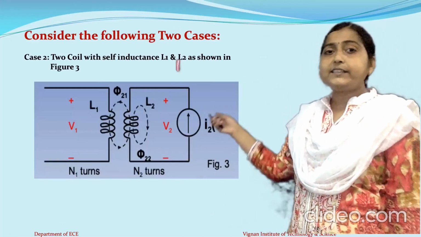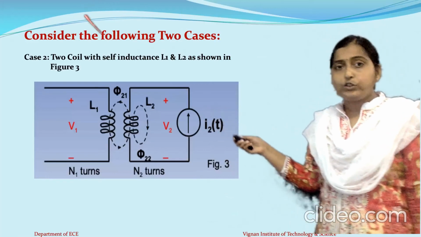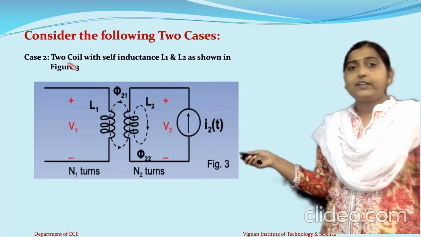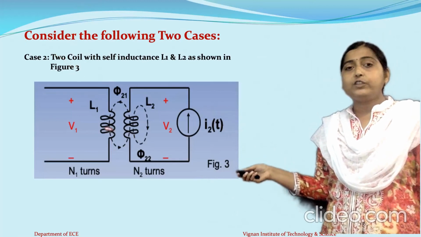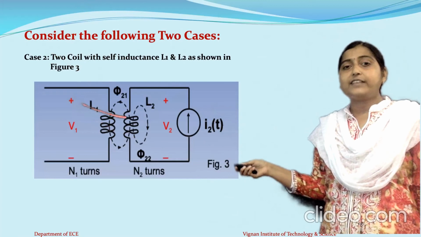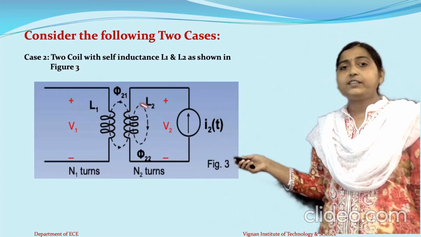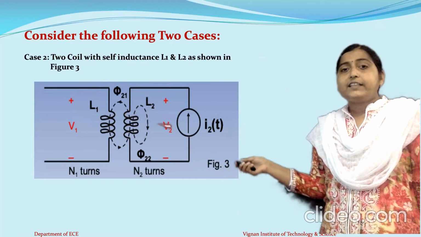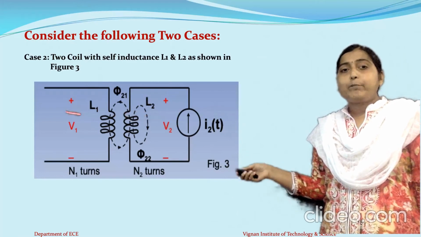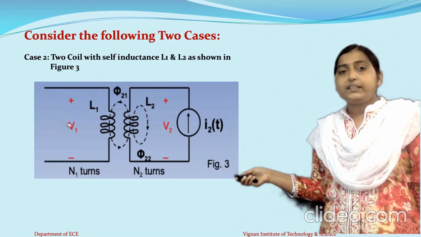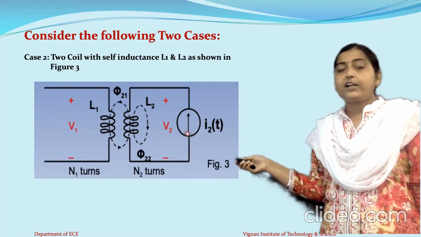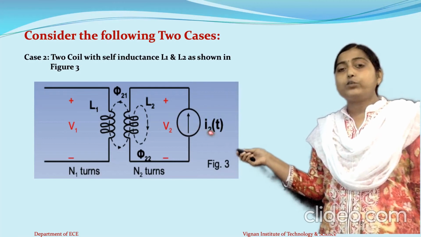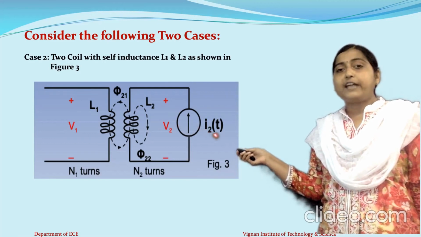Similarly, let us consider the second case now. So what is the second case? Again I am considering the same setup: two coils, two inductors with self-inductance L1 and self-inductance L2, right? Now, instead of applying the current across the inductor L1 as in the first case, I am applying the current across the inductor L2. Let us assume the current flowing through inductor L2 is I2 of t.